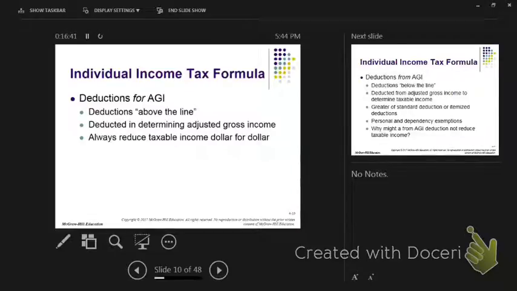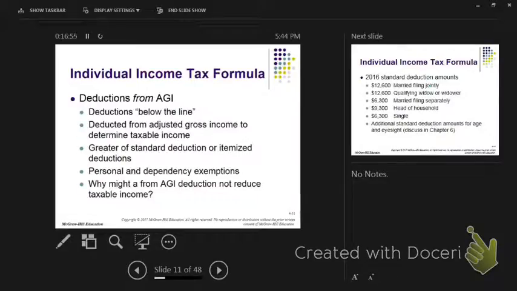All right, so deductions for AGI, I already told you, are above the line. We determine them in adjusted gross income, and they always reduce dollar for dollar. Deductions below the line, from AGI, are the same thing. Now, this is one thing you have to remember, and I think you might have seen this in a problem as well. You take the greater of the itemized deduction or the standard deduction. You do not take both. If you take both, you're not going to get the right answer.